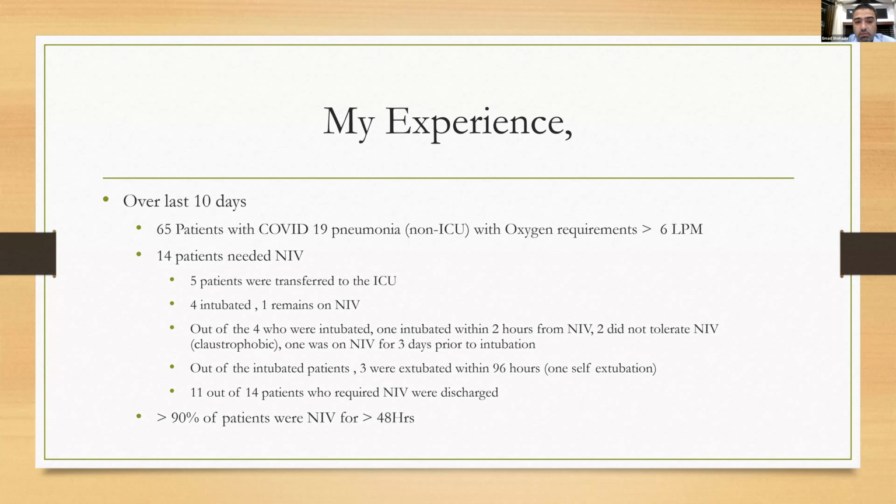Out of those 65, 14 patients went on non-invasive ventilation. The usual approach we had is to start with CPAP, and then if the patient is not improving or has a lot of work of breathing, we move to BiPAP support afterwards, but initially we depend on CPAP first. Out of those 14 patients, 5 were transferred to the ICU. 4 were intubated, but 1 remains on non-invasive ventilation in the ICU, and has been there for about 3 days now, still on BiPAP support.